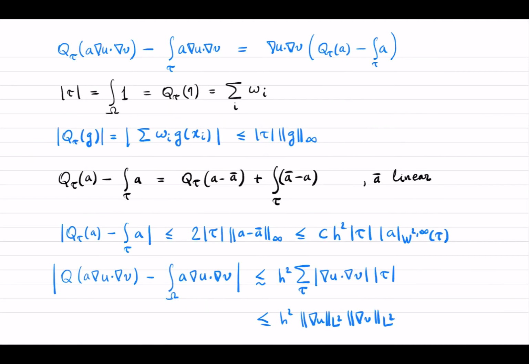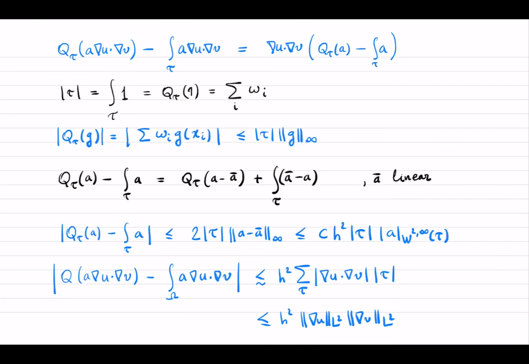Now let's look at the bilinear form first. On one triangle, we can write the difference between the approximate bilinear form and the exact bilinear form in this way. Since we are in a piecewise linear finite element space, the gradient of u and the gradient of v are constants. So this scalar product will be a constant on each triangle tau. That means we can actually pull this constant out, and we simply have the quadrature rule applied to the coefficient a minus the exact integral of the coefficient a.